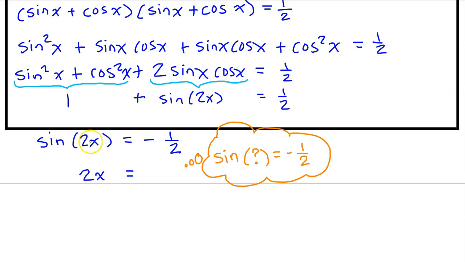We can solve for the 2x on the inside by asking ourselves the sine of what is equal to negative 1/2. Let's see who's memorized the chart that I showed you earlier. Ignoring the negative sign for a second, the sine of what is equal to positive 1/2? Hopefully you just said pi over 6. That tells you that the reference angle is pi over 6. If you forgot the chart, let me show it to you.